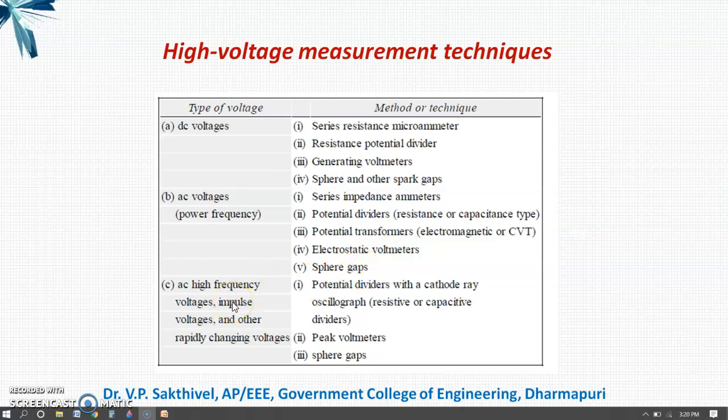Then similarly for measuring high frequency AC voltage, that is impulse voltage and all the things rapidly changing with voltages, potential divider with CRO, peak voltmeters and spear gaps are used.